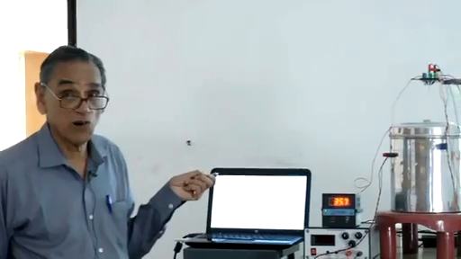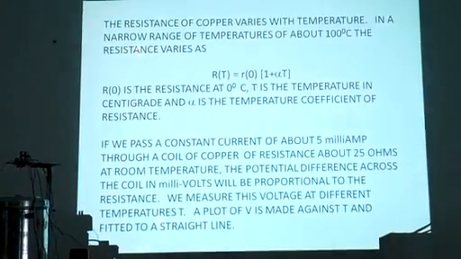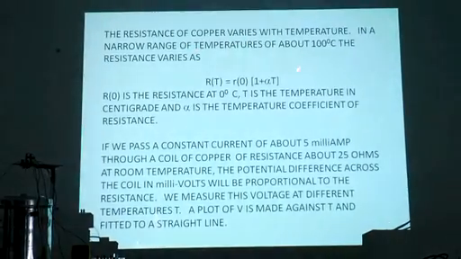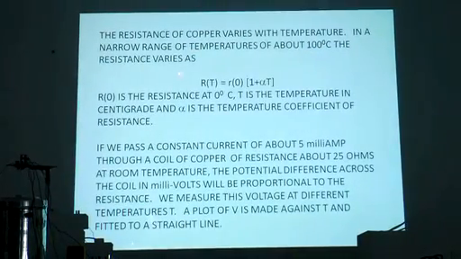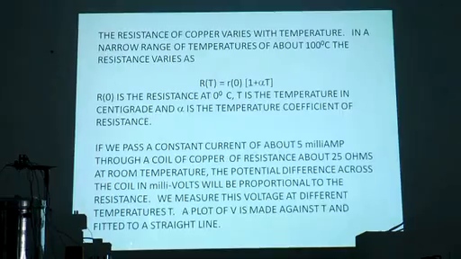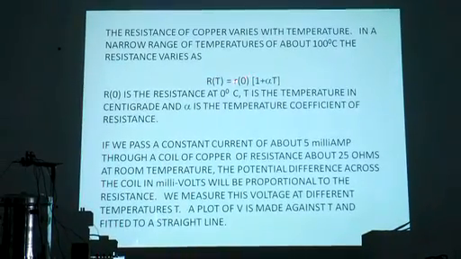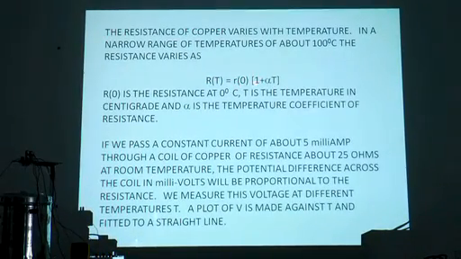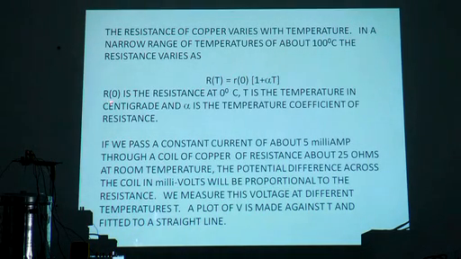The resistance of copper varies with temperature. In a narrow range of temperatures of about 100 degrees, the resistance varies as R(T) is R0 into (1 plus alpha T), where R0 is the resistance at 0 degrees centigrade, T is the temperature in centigrade, and alpha is the temperature coefficient of resistance.